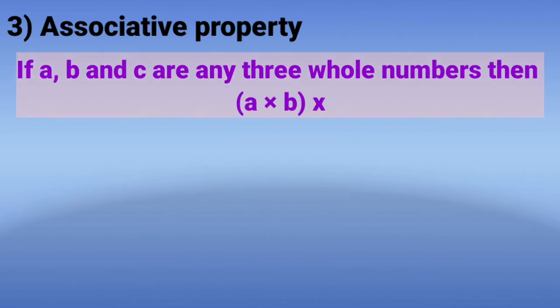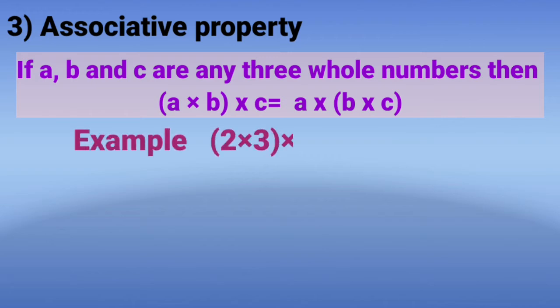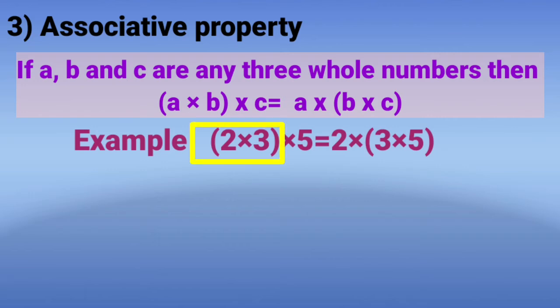Number 3, associative property. If A, B and C are any three whole numbers, then (A multiplied by B) multiplied by C is equal to A multiplied by (B multiplied by C). Here we are changing the place of bracket. Let's see one example here. (2 multiplied by 3) multiplied by 5 is equal to 2 multiplied by (3 multiplied by 5). So here we are changing the place of bracket. First bracket is on first two numbers and this side bracket is on last two numbers.